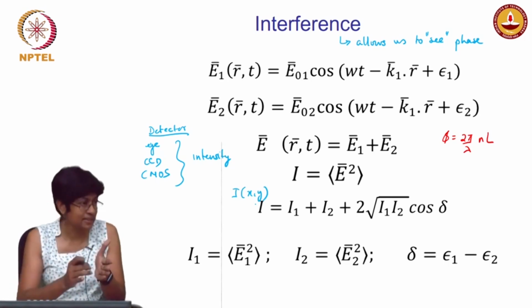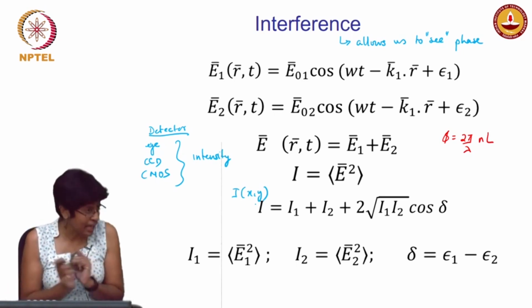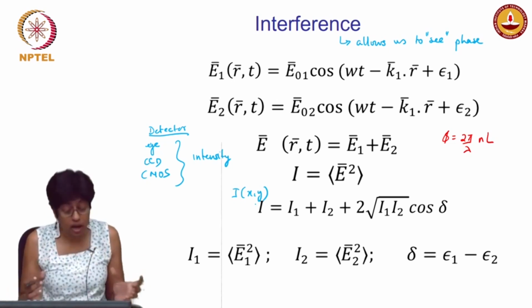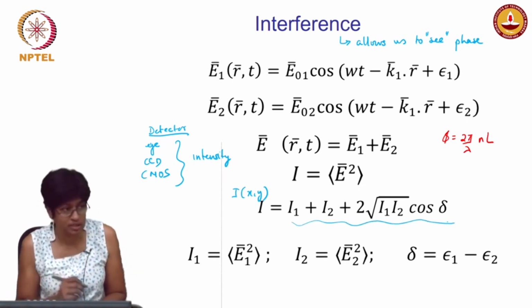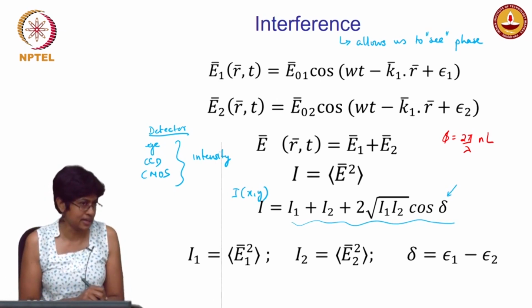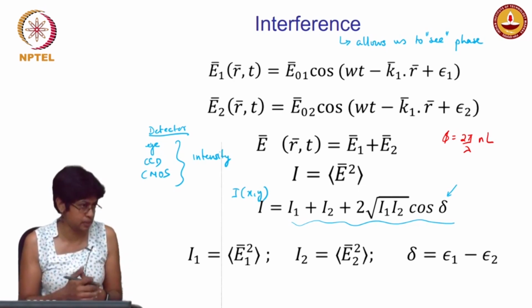So I can say that the intensity at various positions has this value. I still haven't measured phase directly. If somehow I can use this expression, I may be able to extract this delta. And in this class we're going to figure out how that's possible.